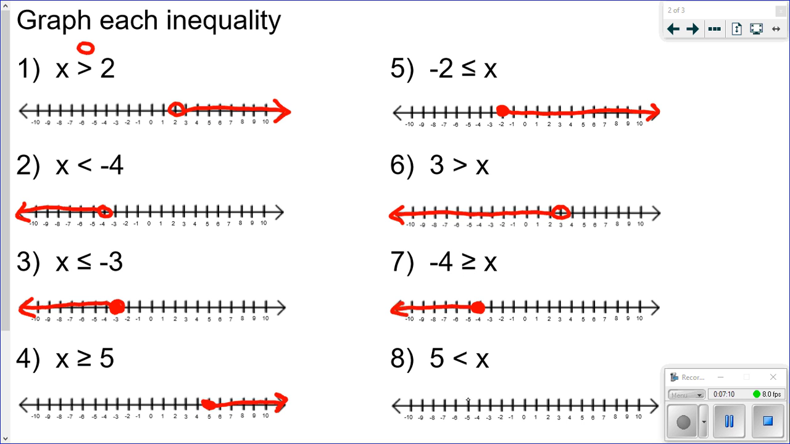All right, and last one here. This is an open circle at 5. 5 is less than x. Where the alligator's eating the x, that means x is bigger than 5. So the values that are bigger than 5, they're to the right. And again, the arrow is pointing to the left, but the variable's on the right side, so I shade the opposite way.